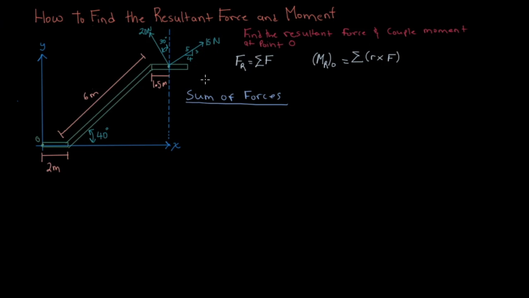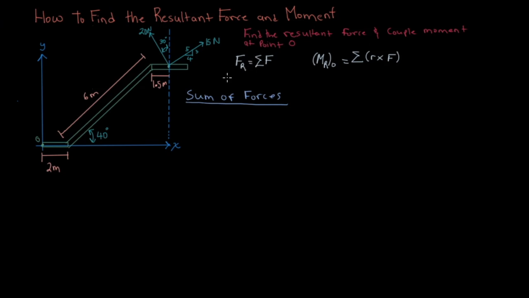What the resultant force means is that if we were to take away these two forces and replace them with just one force, called the resultant force, that force would have the exact same effect on the platform as these two forces. So let's go ahead and do that. As we stated earlier, the resultant force is equal to the sum of forces.